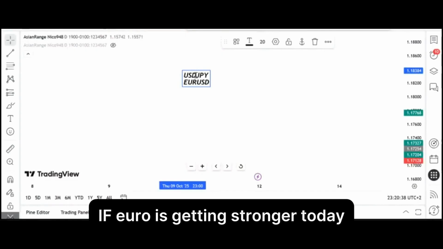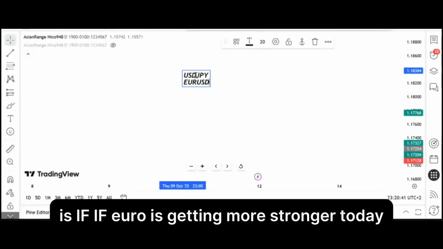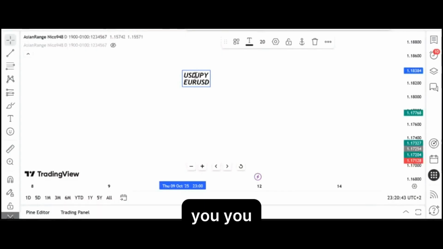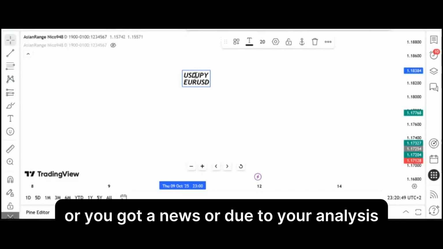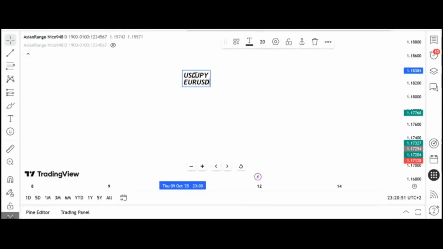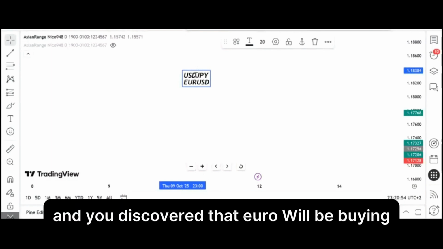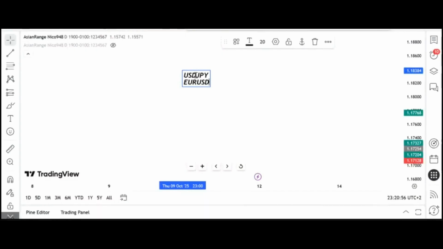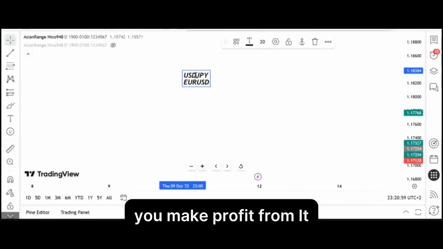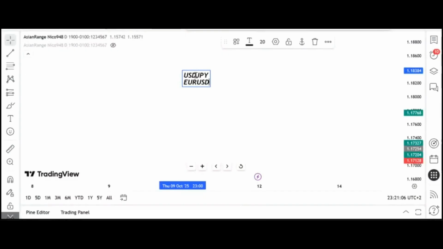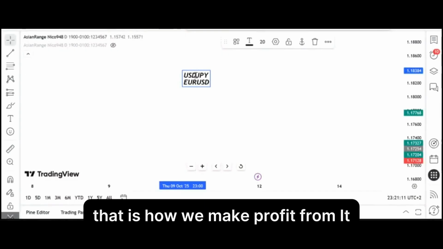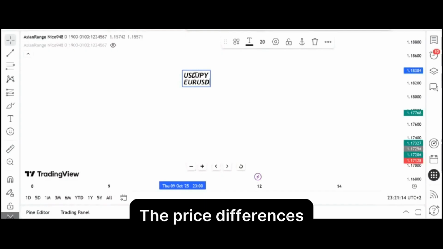Either the euro, if euro is getting stronger today, then you predict maybe that you're buying euro because you got information or news or did your analysis, and you discover that euro will be buying, then you make profit from it, just like that. It's as simple as that. But you have to have all the skills it takes to spot if they are buying or selling. So that is how we make profit from the price differences.